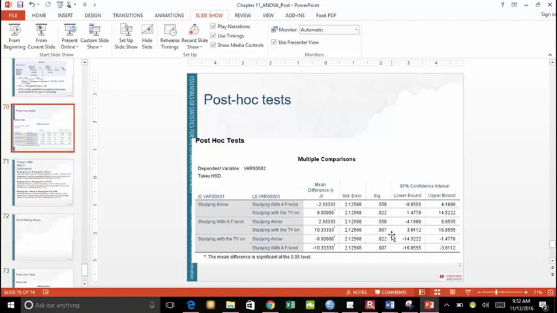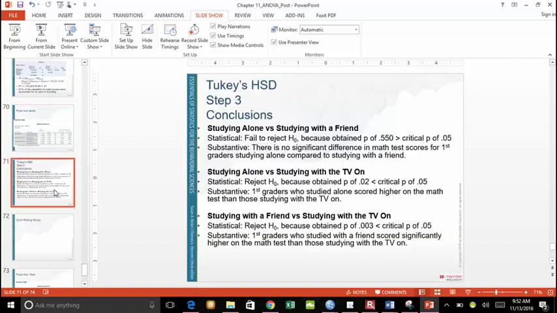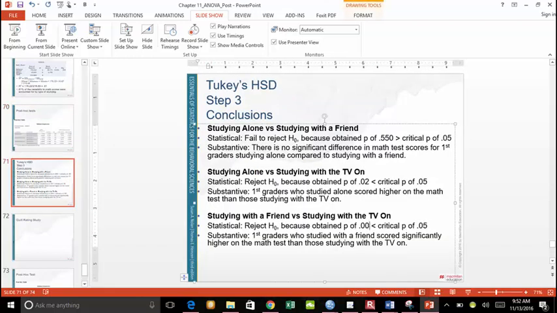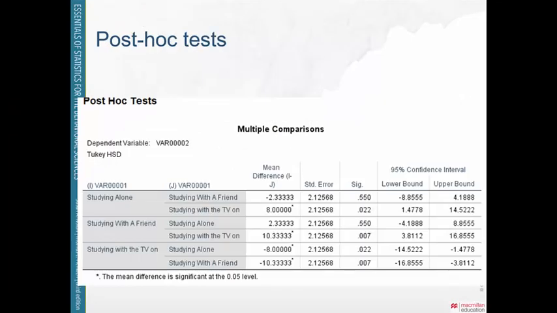0.007 is less than 0.05. So 0.007. We're going to reject the null because our obtained p of 0.007 is less than the critical p of 0.05. So first graders who studied with a friend scored significantly higher on the math test than those studying with the TV on.